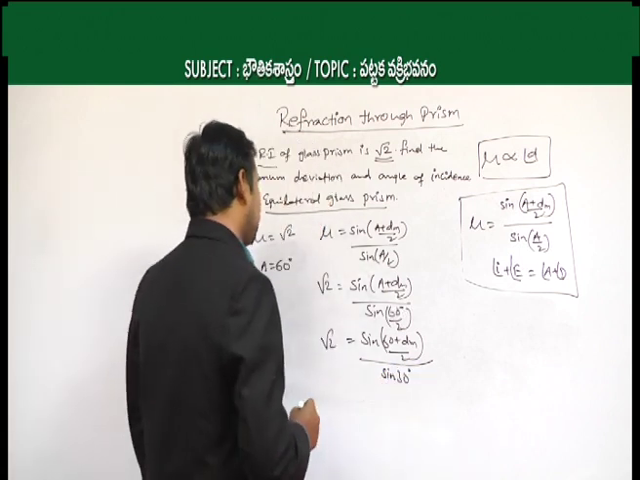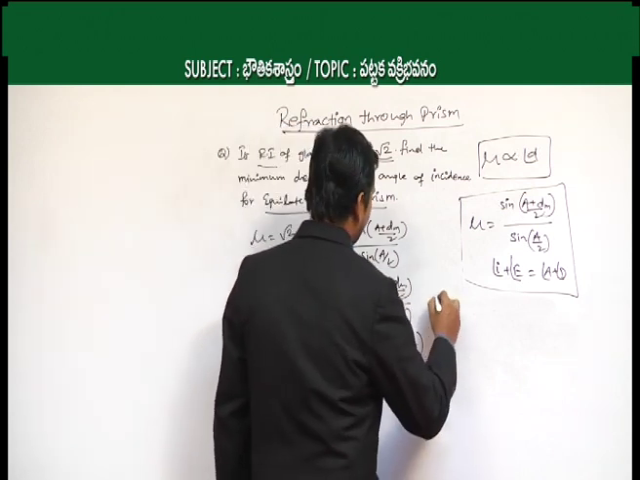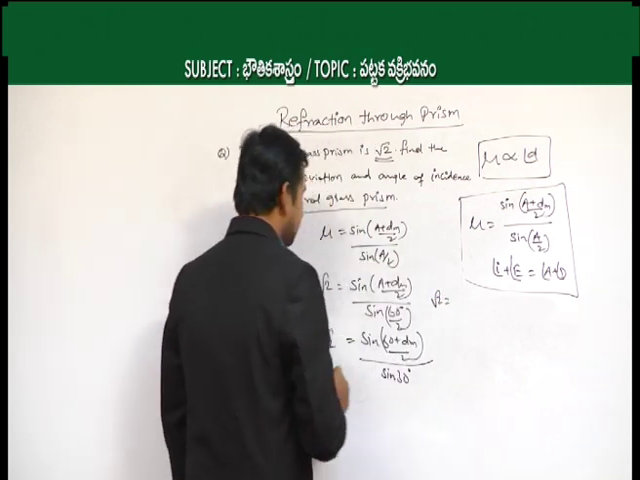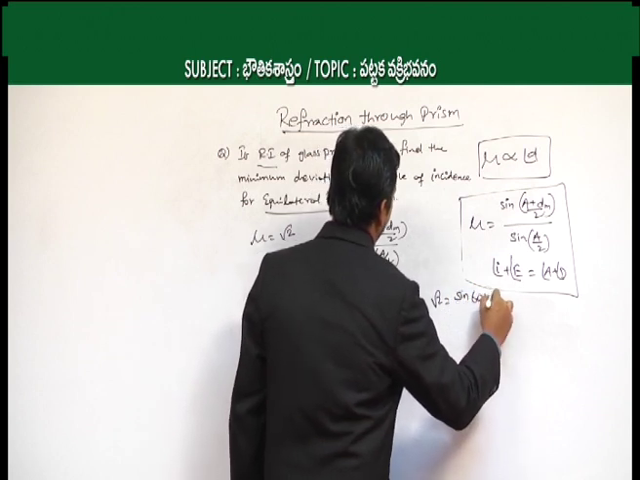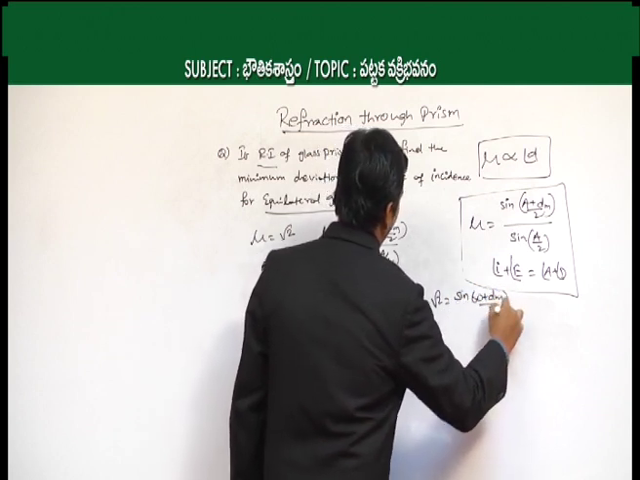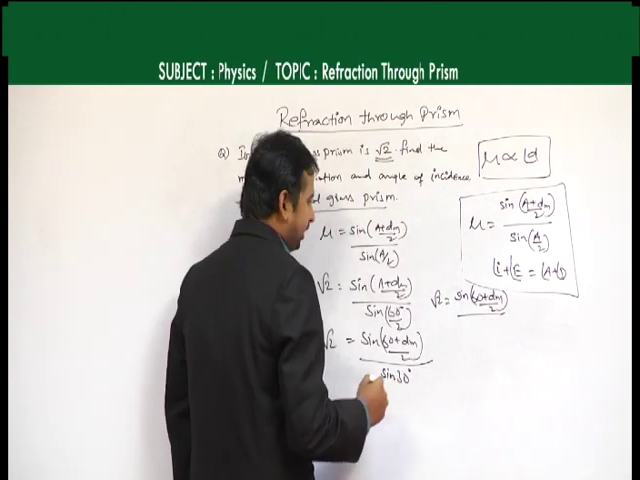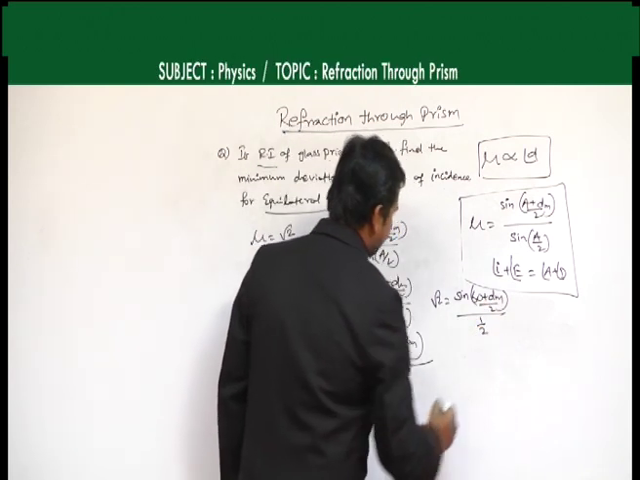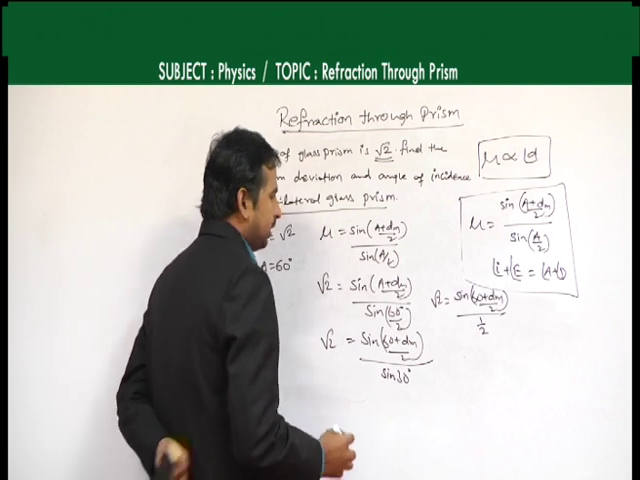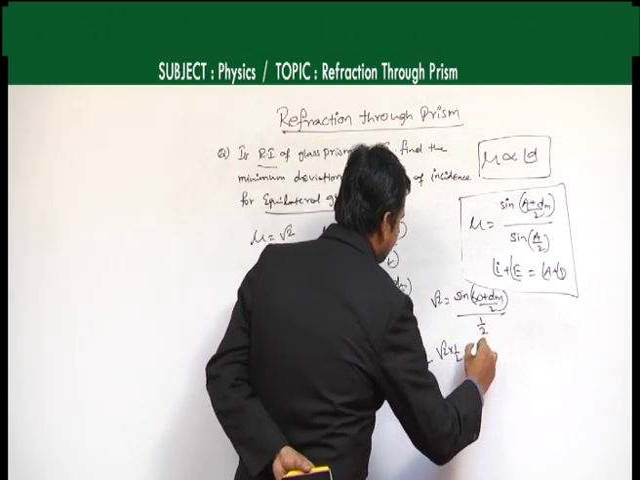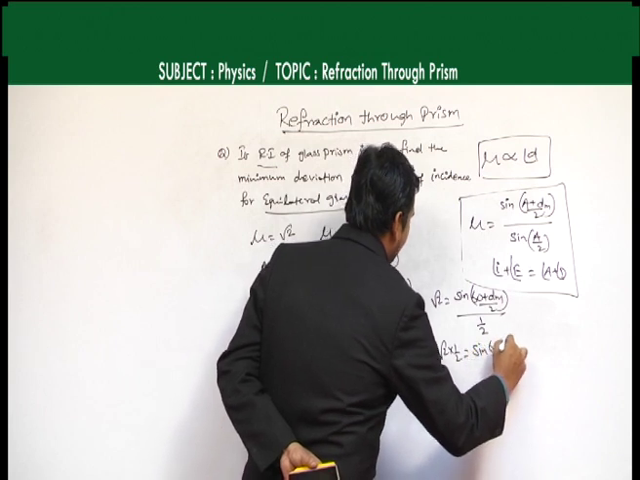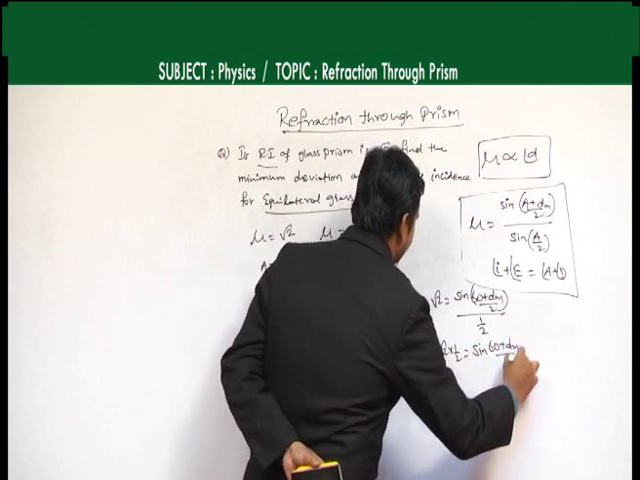Then if you find the value of √2 there again, √2 is equal to sin((60 + Dm)/2) / sin 30 degrees, which is equal to 1/2. If you bring that 1/2 to this side, then it becomes √2 times 1/2 is equal to sin((60 + Dm)/2).